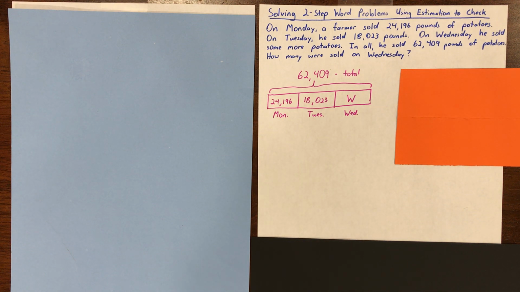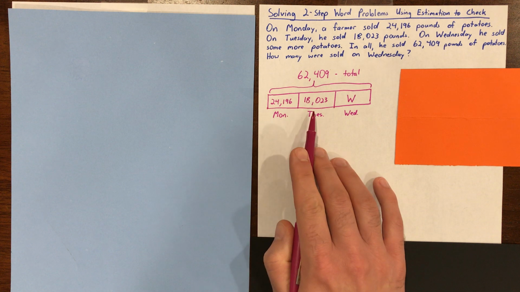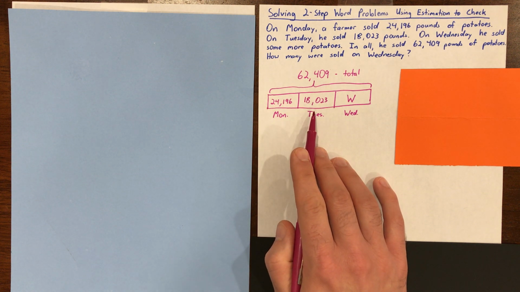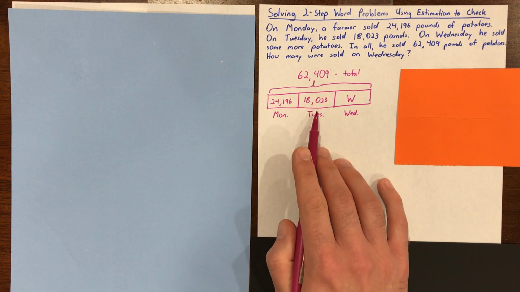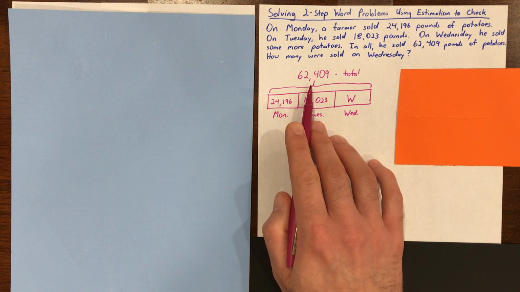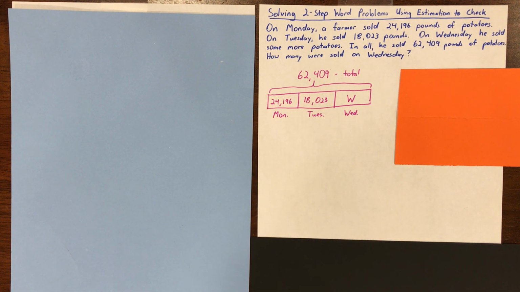Okay, so what would the little question be, and how do you know that? Say it out loud. Right, the little question is how many potatoes were sold on Monday and Tuesday combined. We have to know that first so that we can then subtract it from the total to figure out how many were sold on Wednesday.